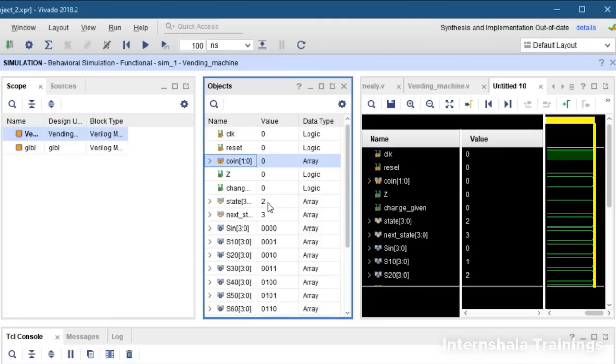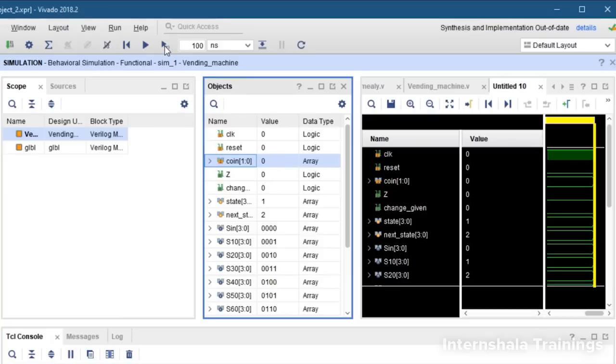So you can see the state is changing. 1 more, state is changing. Now I have 30 rupees. 1 more and now I have 40 rupees. Output is there, no change is there. And after 40, the state will come back to S initial. Now let us give some other currency.